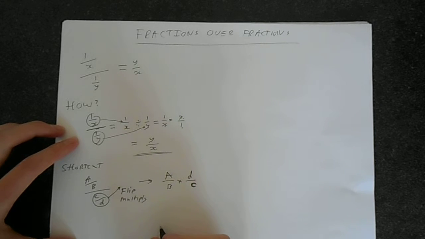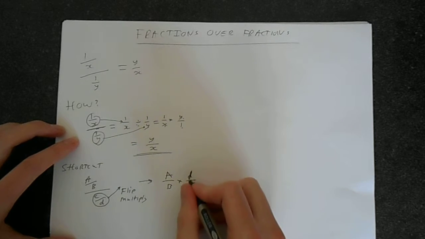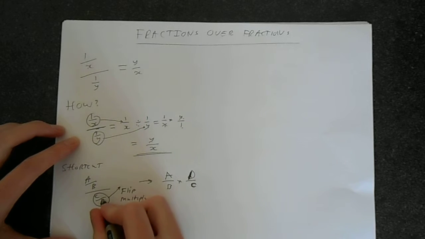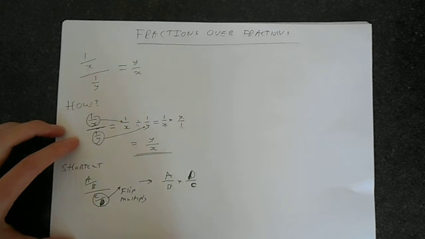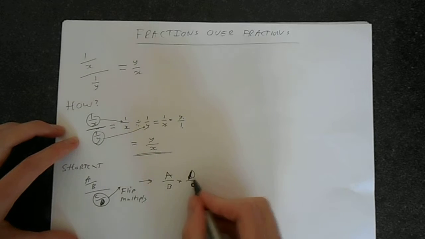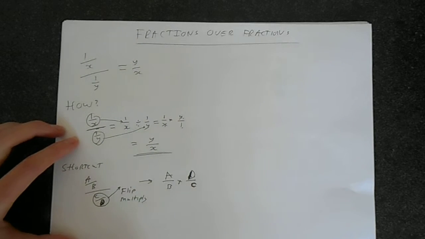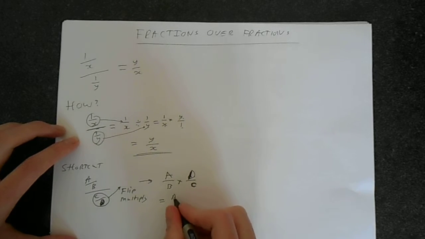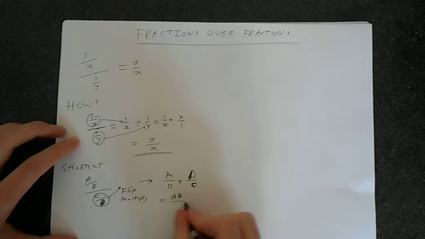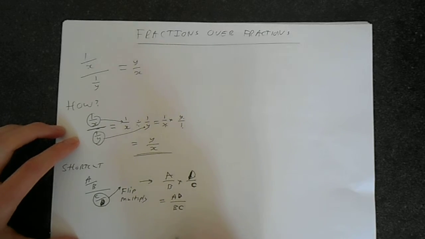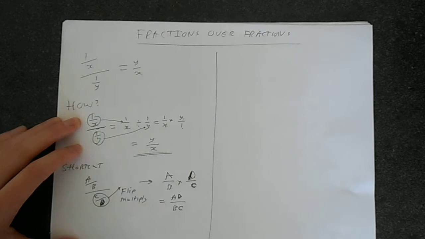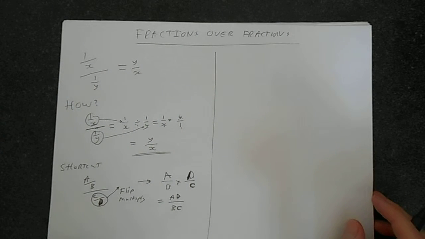You see what I've done there? Perhaps make that a capital D on both sides. Just being picky. Okay, I've taken this and I've flipped it and I've put a multiplication in, and that gives us AD over BC. Nice and simple.